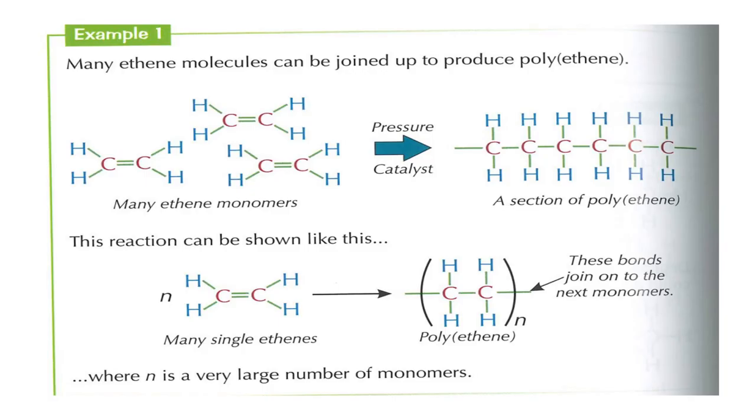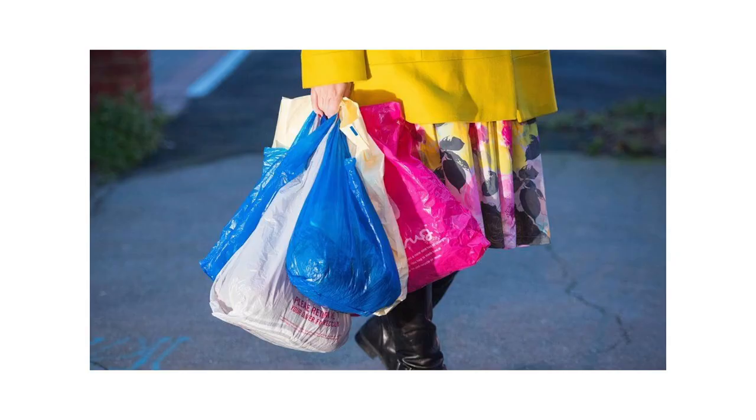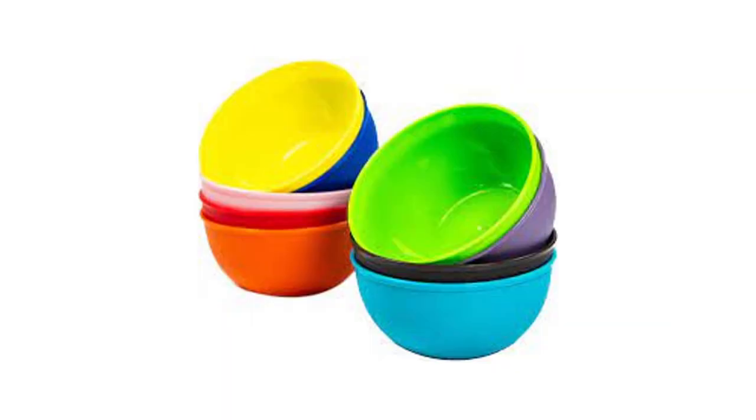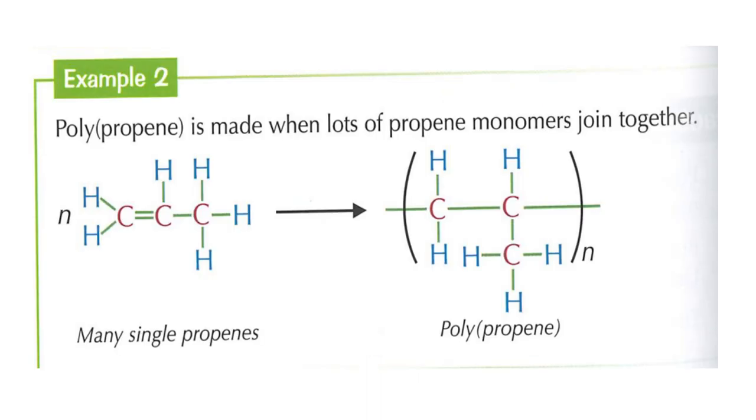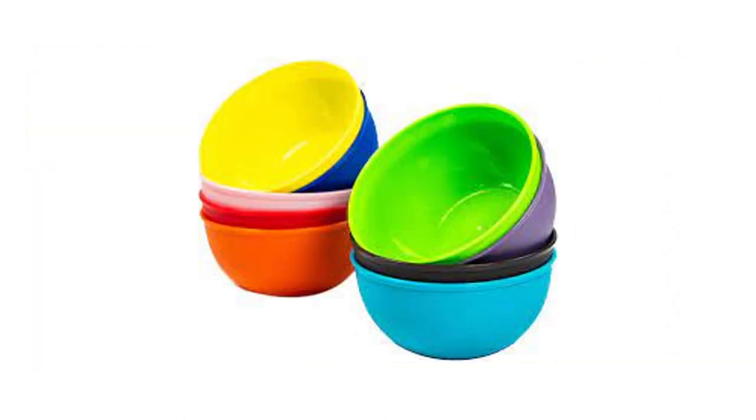So here, high pressure and a catalyst are the reaction conditions to make polyethene. And polyethene is that kind of flexible plastic bag you would use for shopping and stuff like that. But say I wanted to make a harder plastic, well, then I might use propene, okay? So I can make polypropene from many single propene monomers, and that will make a much harder type of plastic that you can use for bowls and stuff.